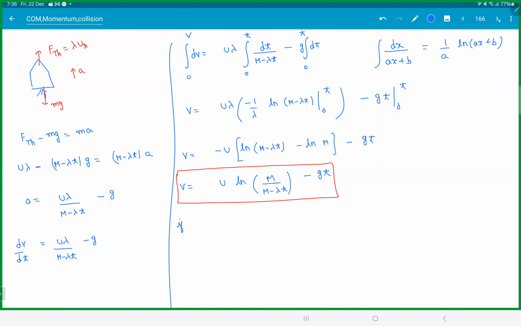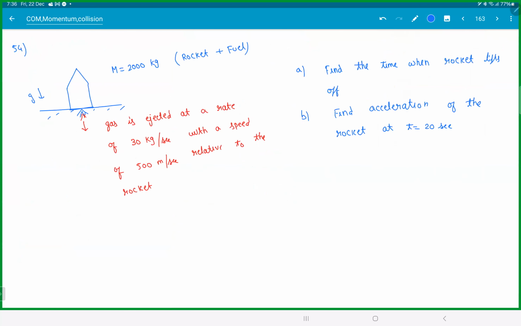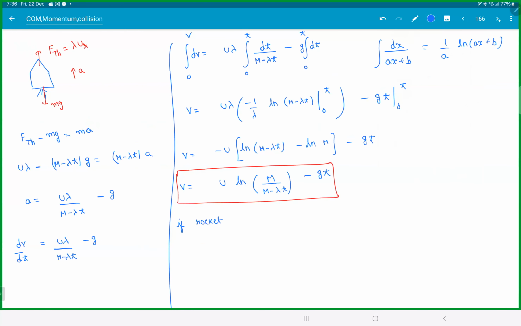Suppose gravity was 0, suppose this engine was started in gravity-free space. F thrust force is u into dm by dt. Dm by dt is what? Rate of change of mass, right? So here mass is changing at what rate? Lambda kgs per second. It is u into dm by dt.